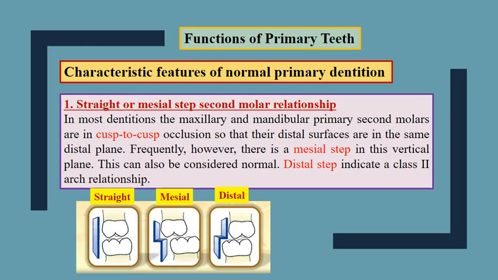الحالة الثالثة اللي هي distal step indicate a class 2 arch relationship.